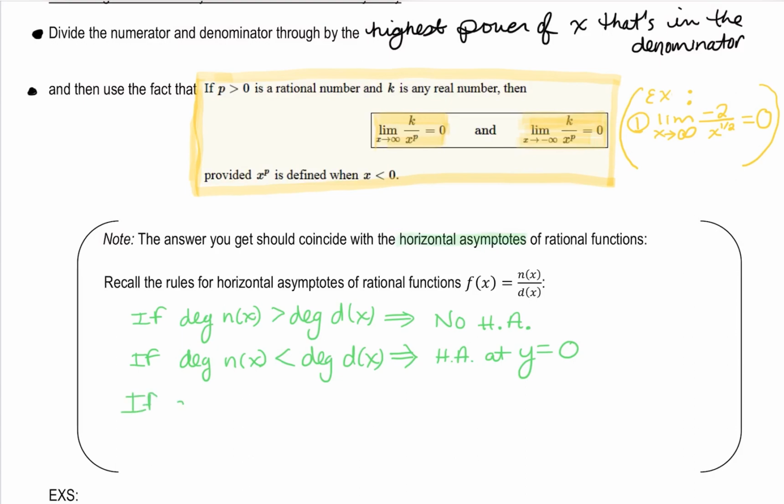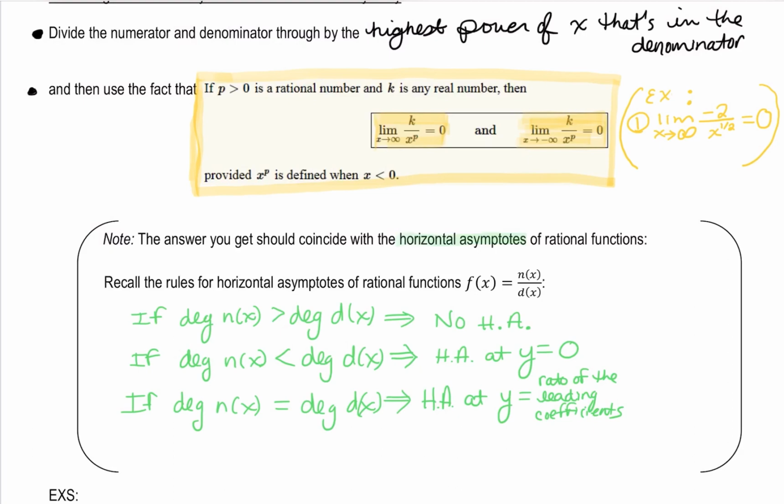And then in the last case, if the degree of your numerator is equal to the degree of your denominator, there's no really nice way to express this, so you just have to write it out. But then you're going to have a horizontal asymptote at y equals the ratio of the leading coefficients, so the coefficients in front of the terms of highest degree.